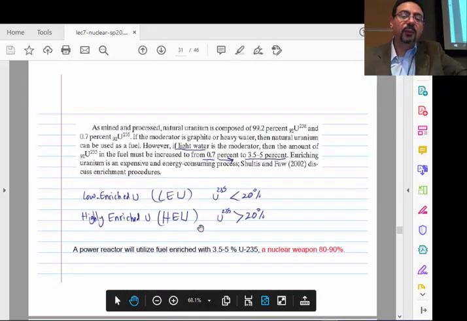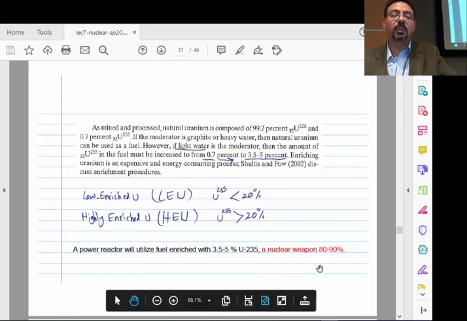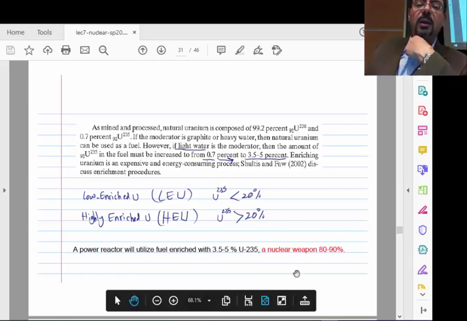If you are enriching less than 20%, that's called low enrichment. But if you go above 20%, that is high enrichment. And obviously you do that not for a nuclear reactor but for a nuclear weapon. You don't need that high a level for a reactor, basically.